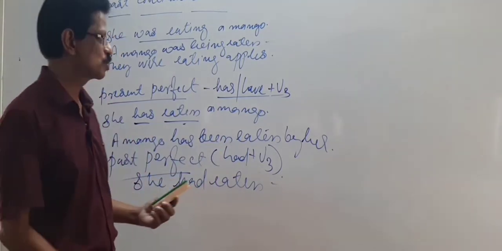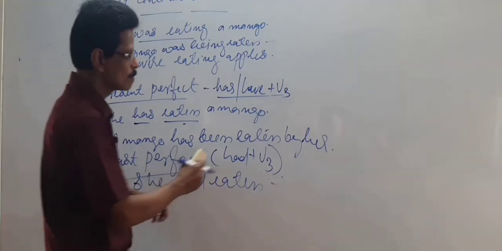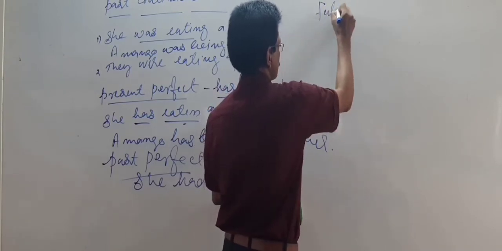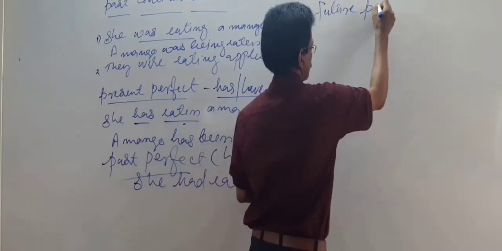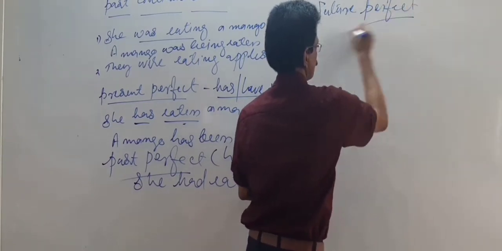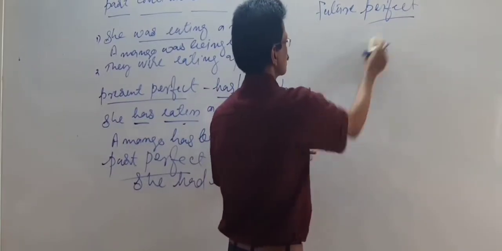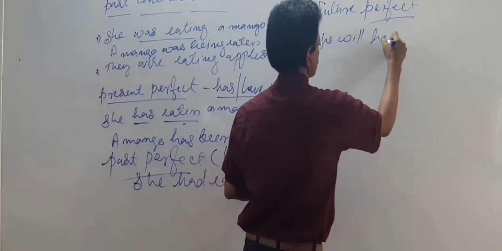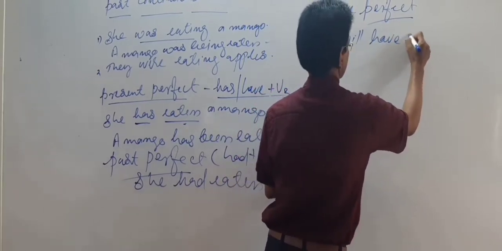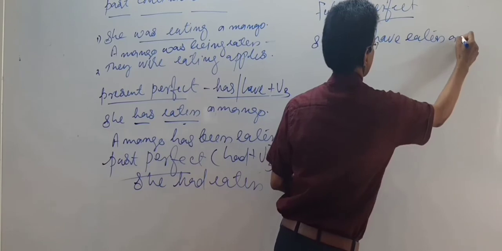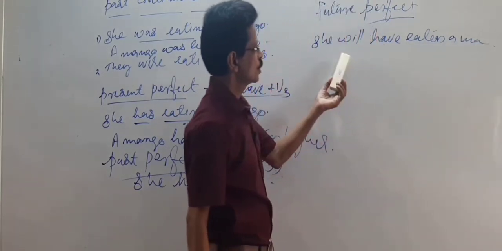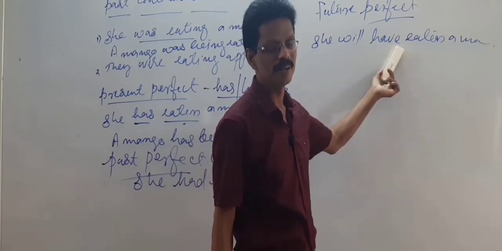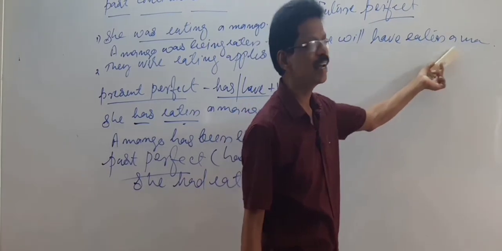Now we come to future perfect tense. Okay now? Okay, shall I write here? Can you see it? Yes. Future perfect tense. For example, you see, she will have eaten a mango. Okay now? She will have. See, future perfect means shall have or will have. So, she will have eaten a mango.